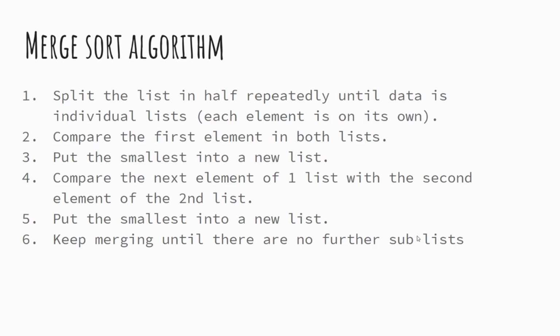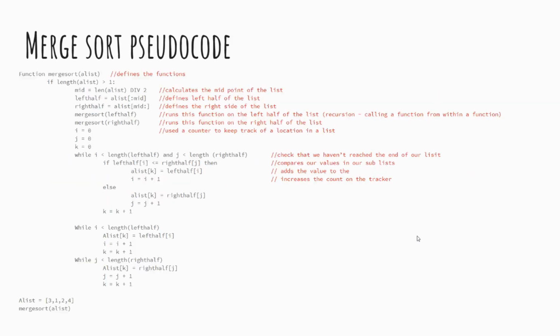So the merge sort algorithm. The first point, split the list in half repeatedly until it's into individual lists, or each element is on its own. We then compare the first element in both of our lists, and we start to merge them. We put the smallest into a new list, we compare the next element of our list with the second element of list 2, and we repeat that process. It's a lot easier looking at it from the perspective of the worked example within this presentation.